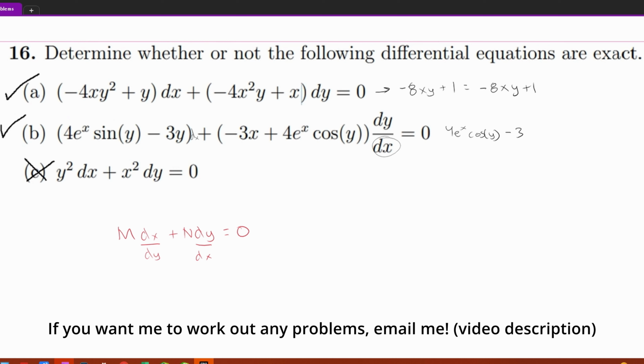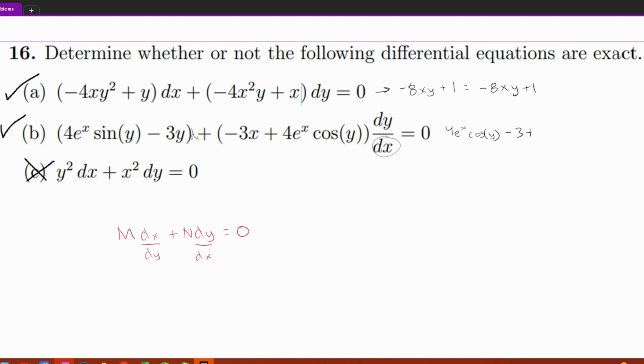We'll have a plus, and then inside of here, we want derivative with respect to x. So we are going to have a negative 3. We are going to have a plus, remember, everything else except for x is a constant, so 4e^x cosine y equal to 0. So we can see that for this part, it's going to be equal to this part, and so it is exact. Now let's look at this next one.